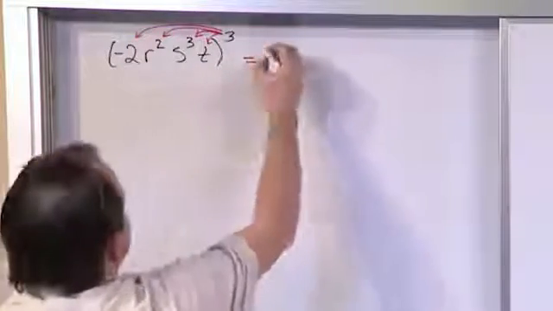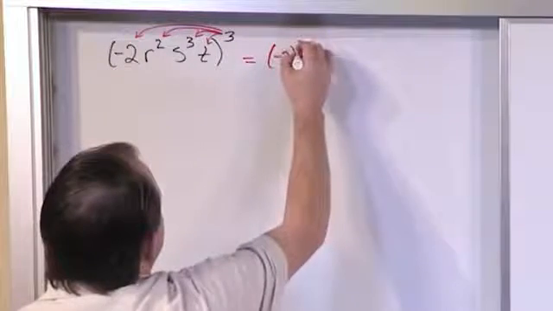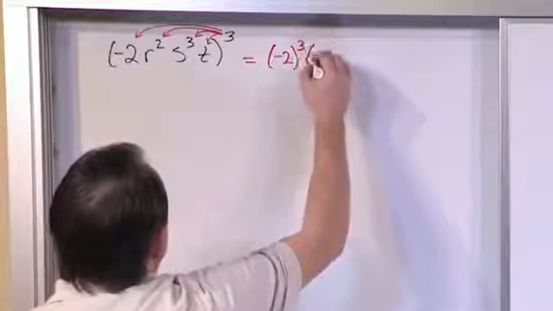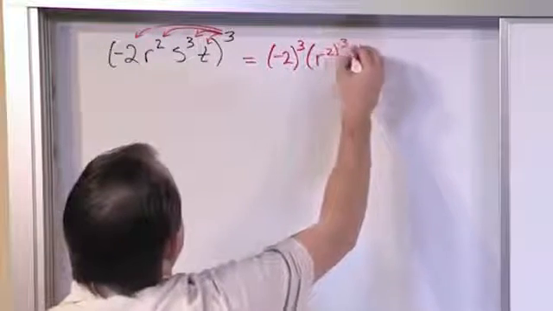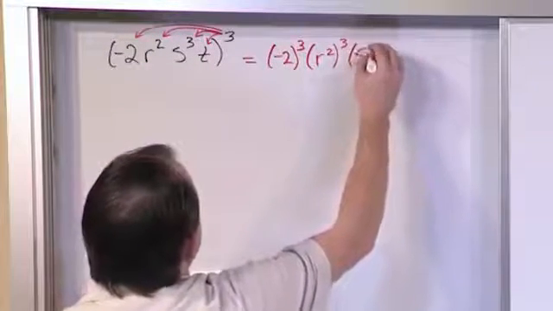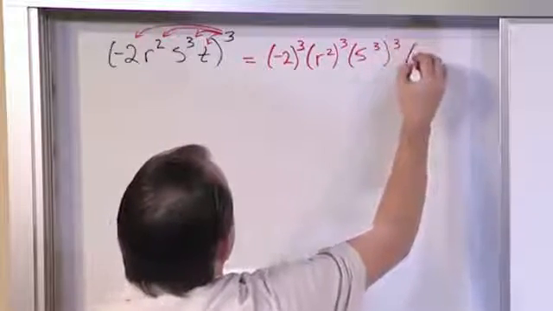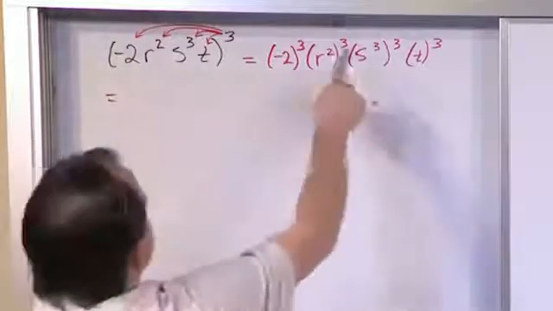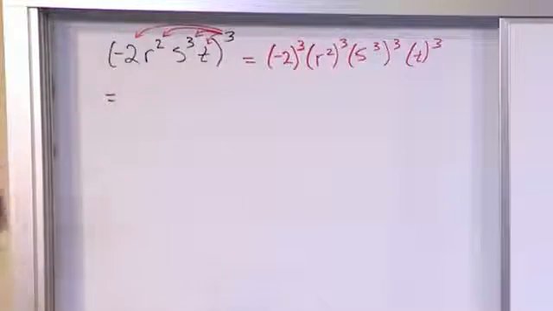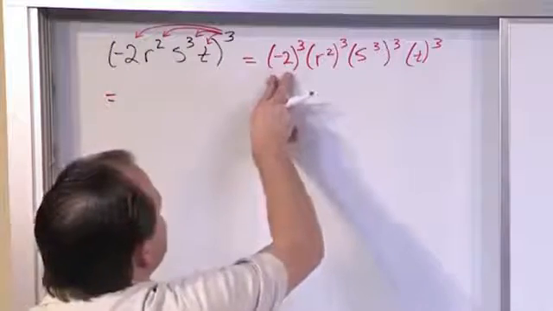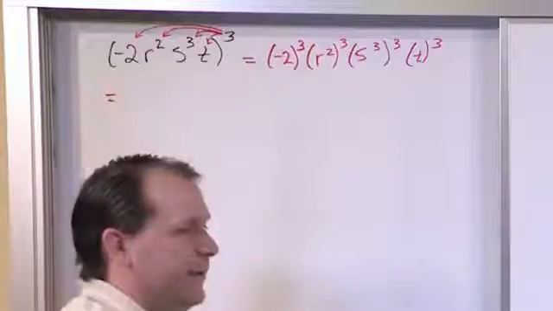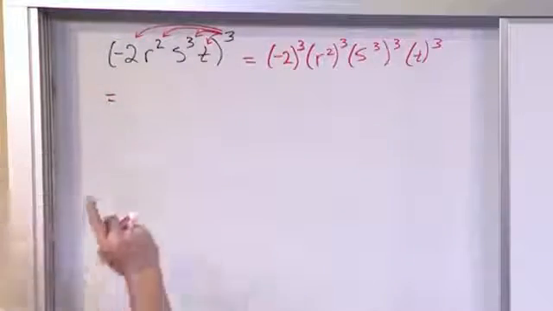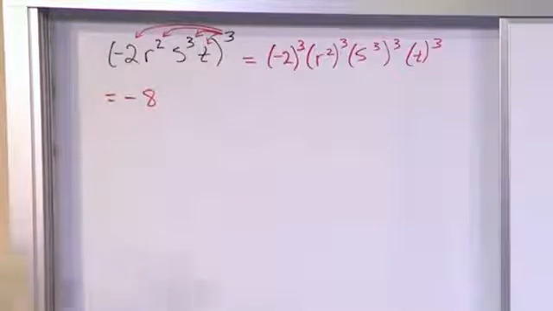So what you have here is negative 2 raised to the power of 3. Then you're going to have, just to make it totally clear, r squared raised to the power of 3, then s to the 3rd raised to the power of 3, then t raised to the power of 3. Just to be absolutely clear, I'm applying the cube to everything. Now negative 2 raised to the power of 3 is negative 2 times negative 2 times negative 2. That's going to give you negative 8.